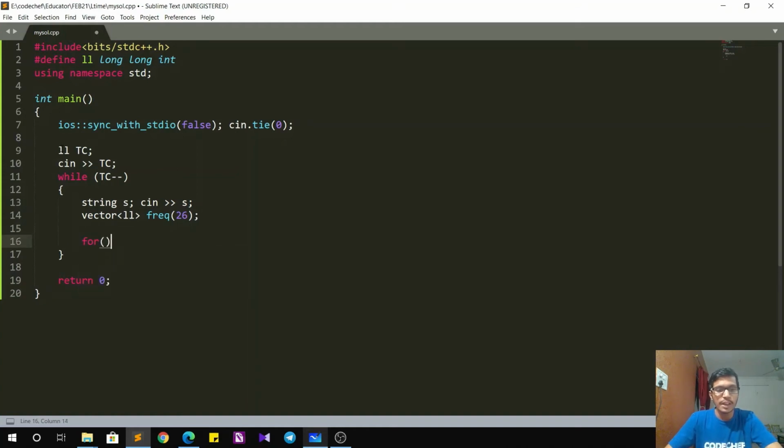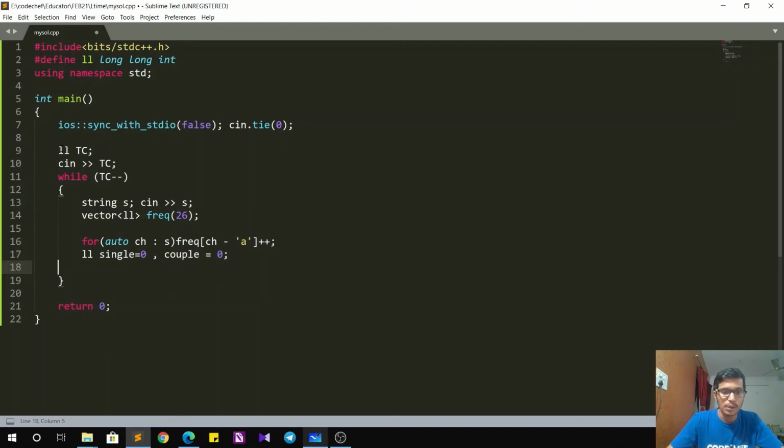Now for each character in the string, I increment its count. So the count is incremented in the following way. Now I have the count for each and every character. Now I have to check how many counts are single, that is equal to 1, and how many of them are even and odd respectively. So for that, as discussed in the solution, I create two variables, let's say single equals 0 and let's say couple equals 0.